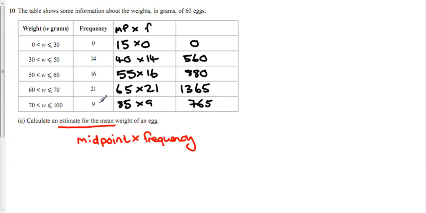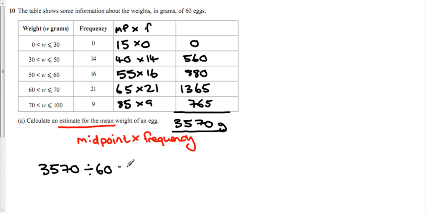So 9 eggs, which we're assuming weigh 85, hence the estimate, and we can therefore work out the total weight of all 60 eggs, which is 3,570 grams. And as we know the total weight, added up all the weights, we then divide it by how many eggs there are, and that gives us a mean weight of 59.5 grams.